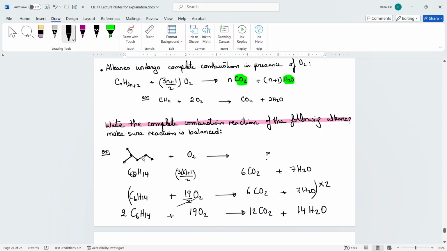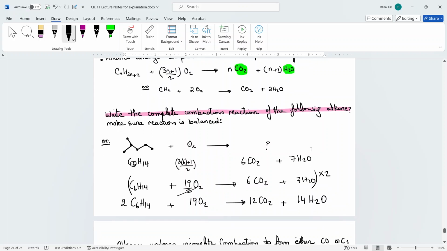Guys, it doesn't matter how big your alkane is. Change it into a molecular formula. And then from that molecular formula, do the substitution in order to get to the combustion.